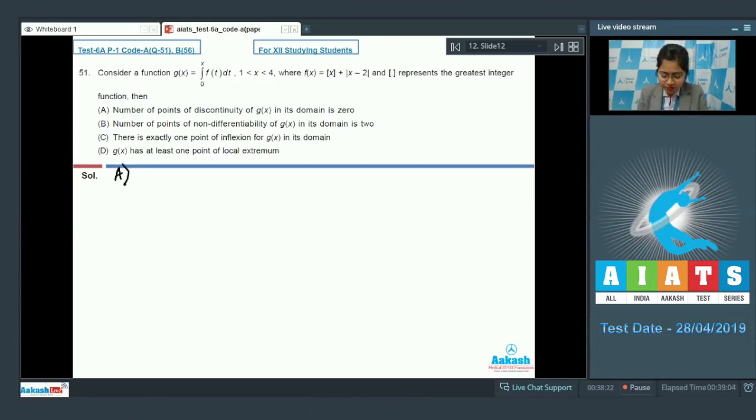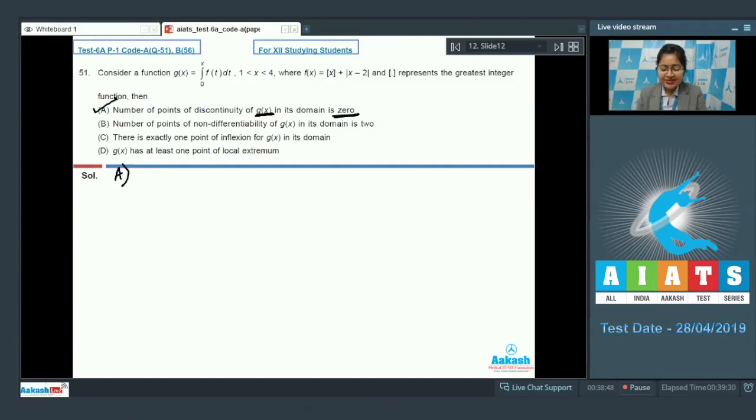Let us firstly discuss option number A, in which we have to find the number of points of discontinuity of gx. Now gx is the integration of fx, so gx will be discontinuous only at those points where fx is not defined. As fx is defined everywhere, gx is continuous everywhere. So option number A is correct.